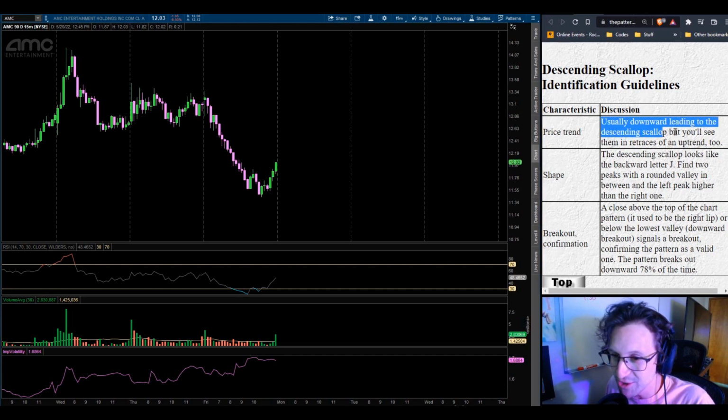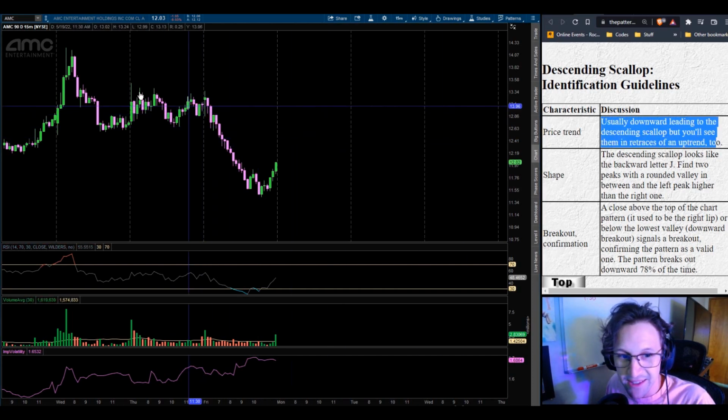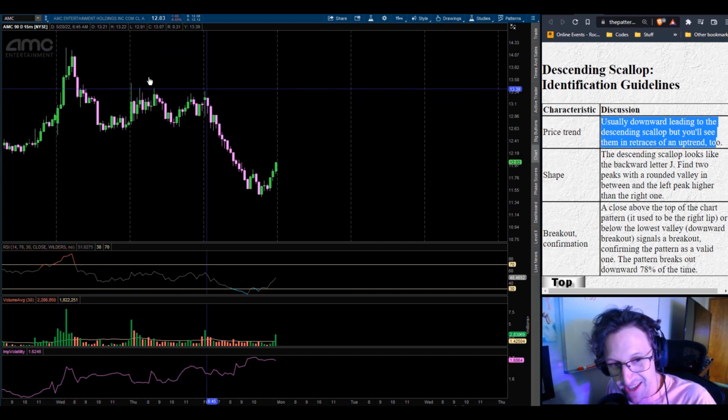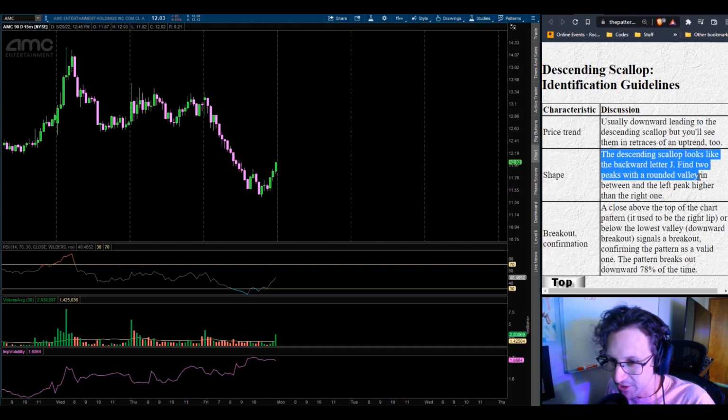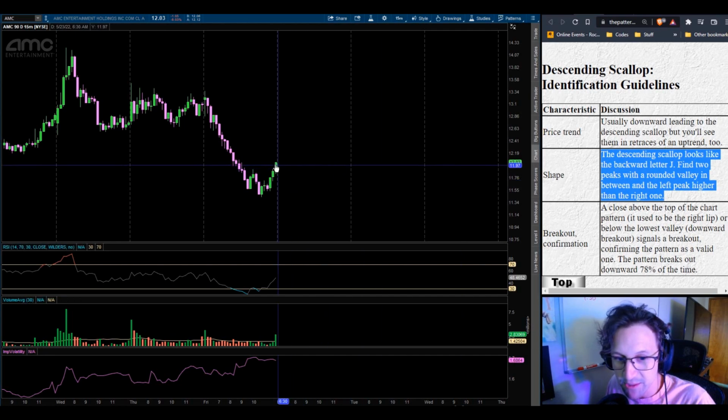So the price trend is usually downward leading to the pattern. I mean, okay, yeah, in the last 2 days that was technically a downtrend, right, coming off of a high. So the shape of the descending scallop looks like the backward letter J. Find two peaks with a rounded valley in between and the left peak higher than the right one. So we don't have a peak yet, right? That probably will be easy to get tomorrow morning.